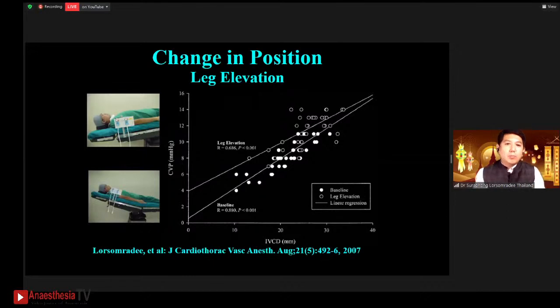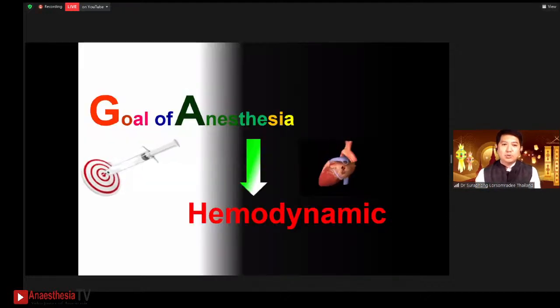Another point is during the operation. In some operations we may need leg elevation, or we may need adrenaline during the surgery. For example, in one of my studies, the central venous pressure was related to the position change, and the IVC diameter also changed when we changed the position.